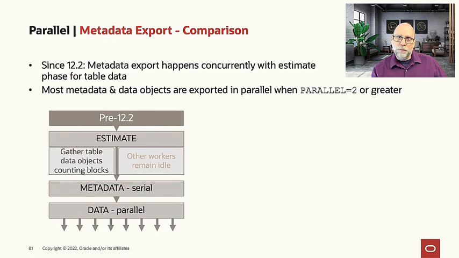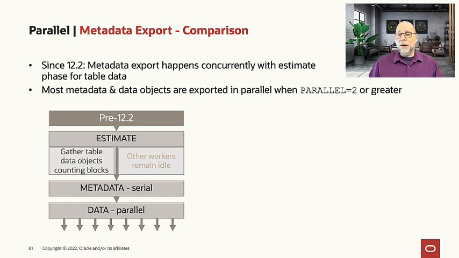So what did we do before 12.2? Well, before 12.2, when we were exporting, the very first phase that you're going to see in your log file is the estimate phase. By default, we will look at where the data is laid out in your data files, and we'll count the blocks. So we'll query the DBA segments views and so on to find out what the biggest objects are that we need to export. That way we can get the right ordering to make the export as efficient as possible. But that estimate phase can be time consuming on a large database.